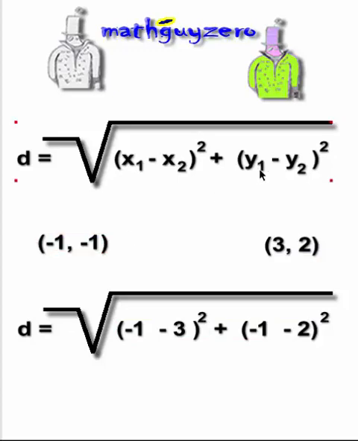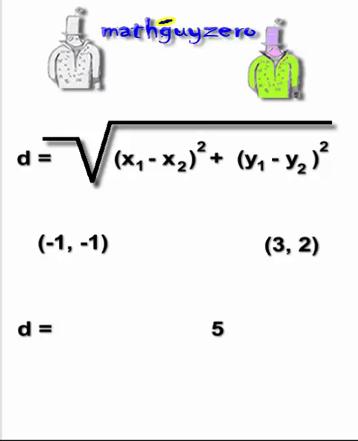y1 is -1, y2 is 2. Subtract them. We get that. We square them. We add them together. Very nicely comes out to be 5. What you should know is that the numbers 3, 4, and 5 are what we call a Pythagorean triplet. That means that 3 squared plus 4 squared equals 5 squared, and any multiples of those same numbers will also be true.